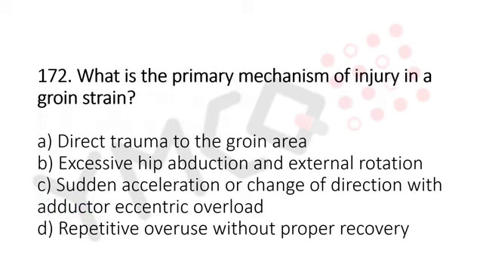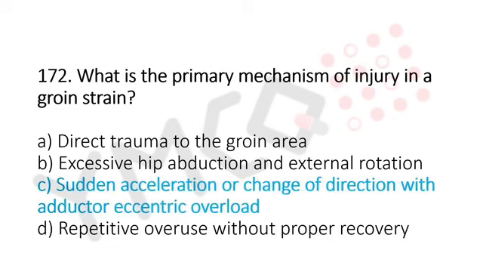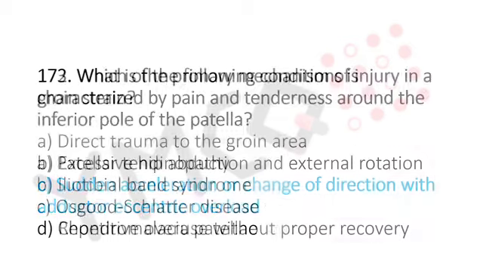What is the primary mechanism of injury in a groin strain? Option A, direct trauma to the groin area. Option B, excessive hip abduction and external rotation. Option C, sudden acceleration or change of direction with adductor eccentric overload. Option D, repetitive overuse without proper recovery. And the answer is option C, sudden acceleration or change of direction with adductor eccentric overload. Now let's move to question number 173.